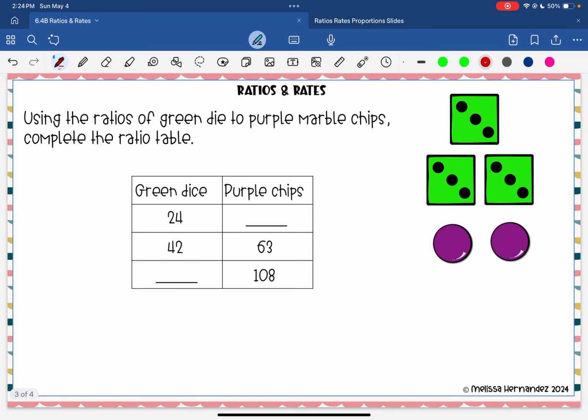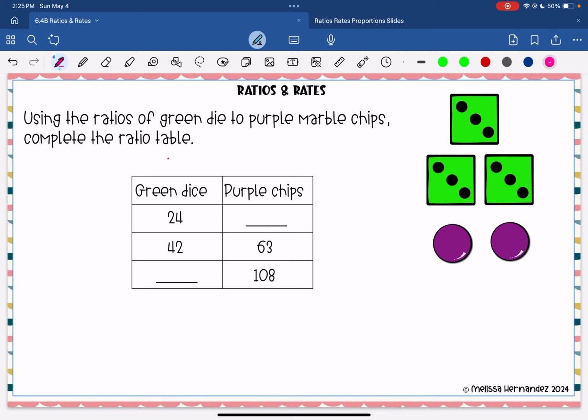It says use the ratio of green dice to purple marble chips to complete the ratio table. So it's 24, which doesn't even include the 3. If there's 24 green dice, how many purple chips would there be? Now it gave you a ratio of 42 and 63. I don't know about you, but I don't want to go from 42 to 24, and I definitely don't want to go from 63 to 108. So what I'm going to do is use the original ratio of 3 dice to 2 purple.